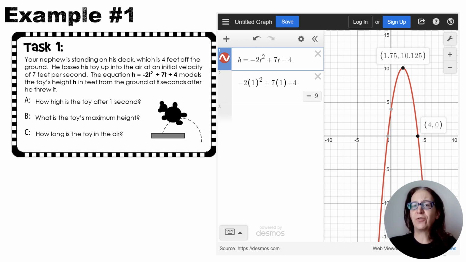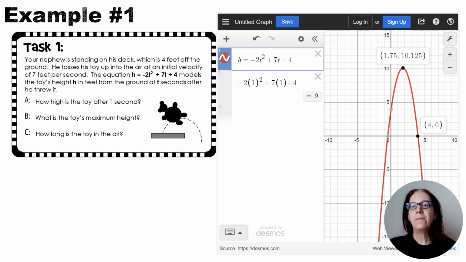I really truly thought that Desmos was going to squawk at me for using H's and T's, because Desmos typically only recognizes X's and Y's. However, I'm thinking here that there are enough people using H's and T's for problems that maybe we're okay. So just to look at what we got here, we're using H instead of Y. So this represents the height of the toy, and we're using T instead of X.